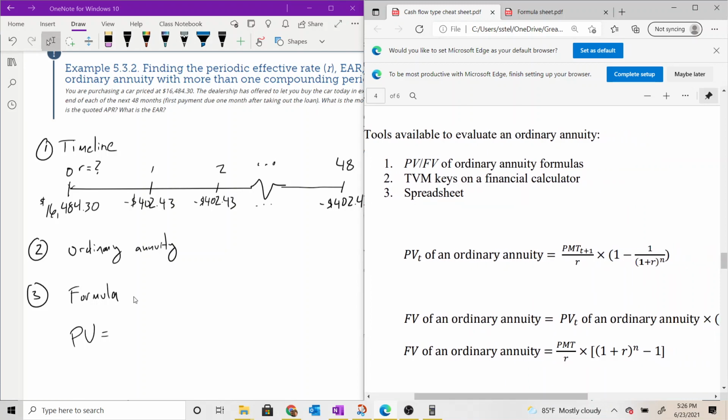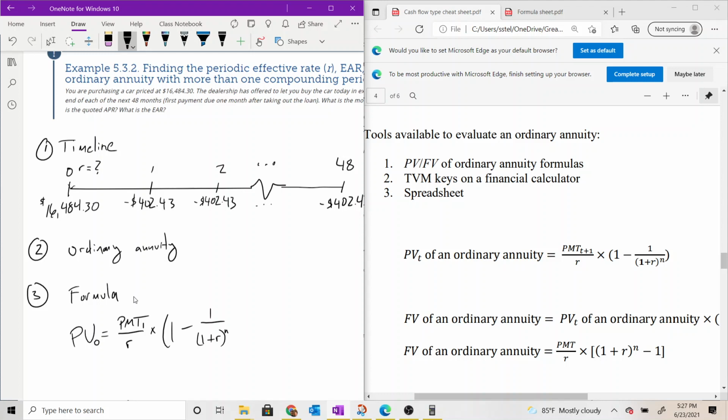So the present value is equal to the payment. And importantly, in this case, we're looking at the present value at time period 0 and the payment at 1. The payment is always 1 period after the present value we're looking at. Divided by the interest rate times 1 minus 1 over 1 plus the interest rate raised to n, where n is the number of payments or the number of compounding periods on this loan.